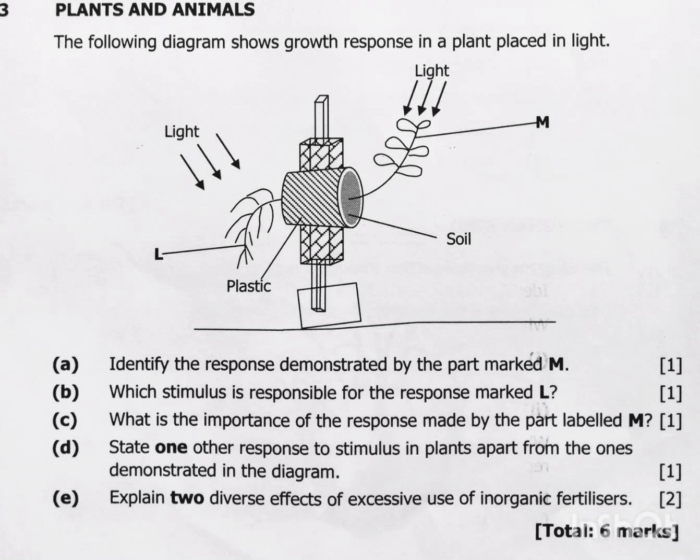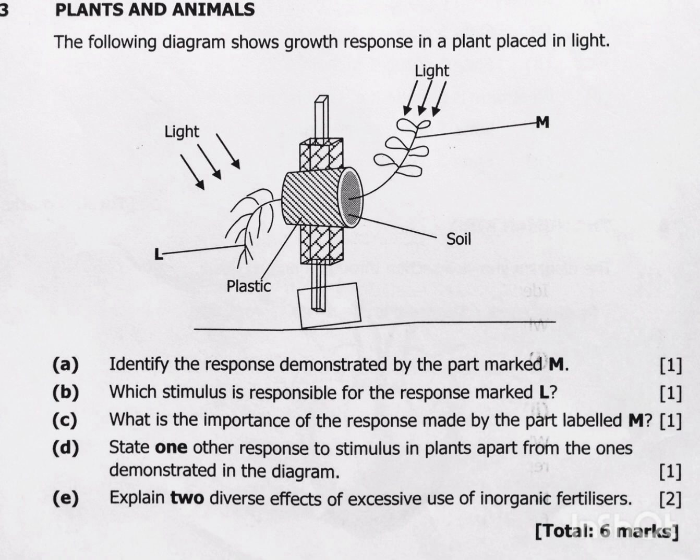Okay, let's move on to question number 3 from 2023 paper 1 science for grade 9 internal. The following diagram shows growth response in a plant placed in light. Question A: identify the response demonstrated by the part marked M. The part marked M is representing the shoots.